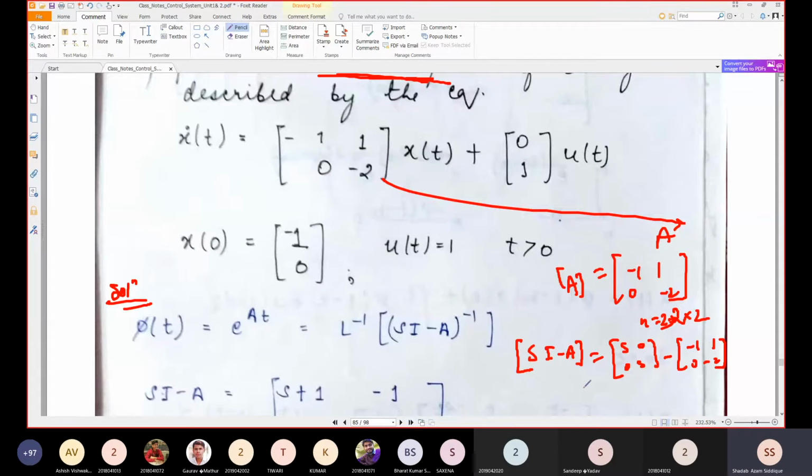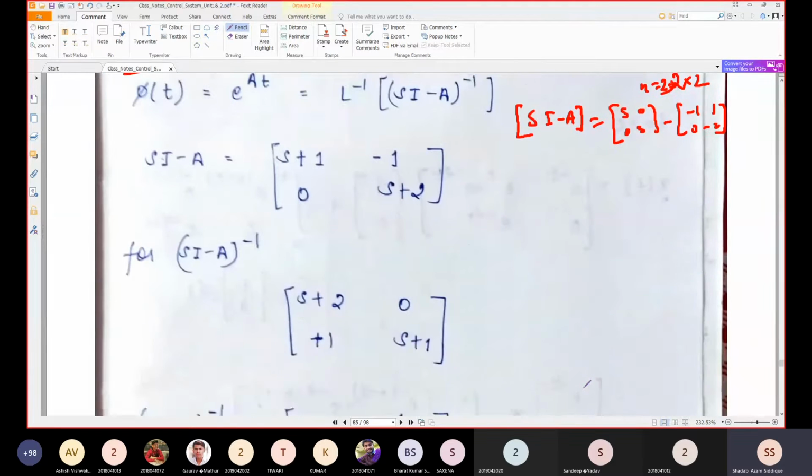See, this problem is a very lengthy problem, so you can write directly also. I don't mind. So sI minus A is nothing but [s plus 1, minus 1; 0, s plus 2]. So you can find the inverse of this matrix. For a 2 cross 2 inverse, you just interchange these two diagonal elements and multiply the other two with the minus sign.